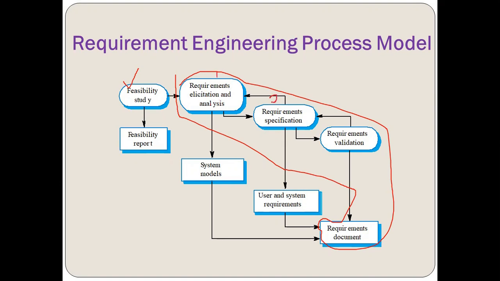Second step is the requirement specification. Then the third step is the requirement validation that we have talked about. And then the requirements documentation, that is defining the SRS. This can be termed the output of this particular process. The output will be the SRS, that is, the software requirement specification.